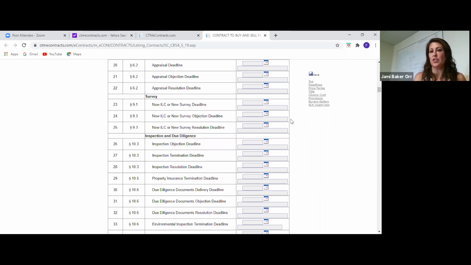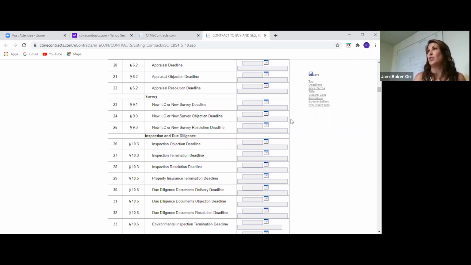So then the inspection termination, that would be, if they wanted to terminate, then you would have to give notice by that termination deadline, and you would put soils test or inspection on the termination. And then that way they did it during their period, so hopefully their earnest money is safe.